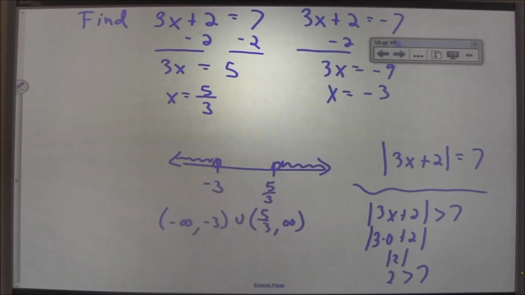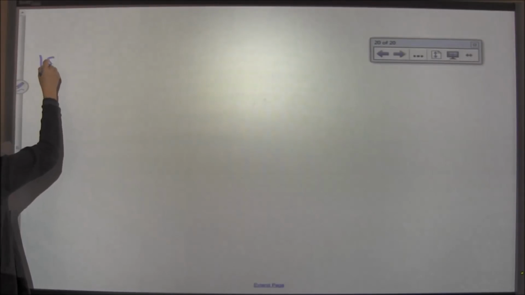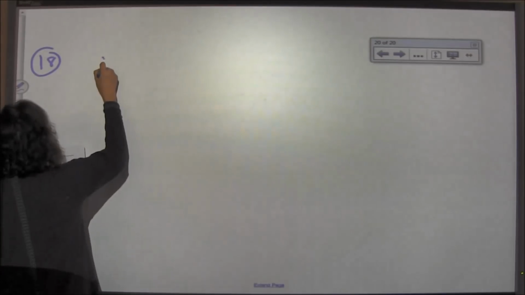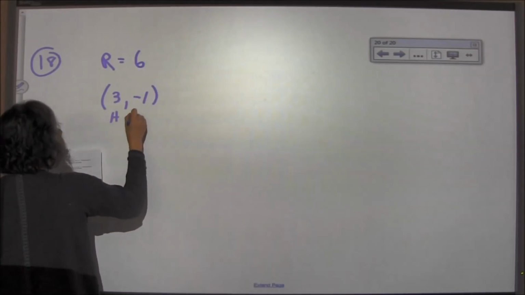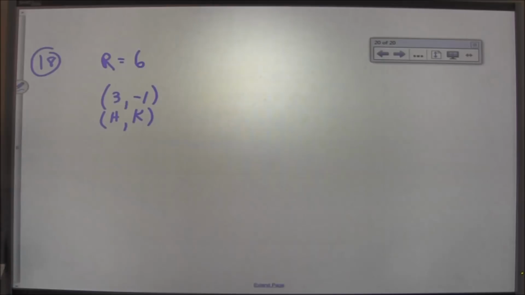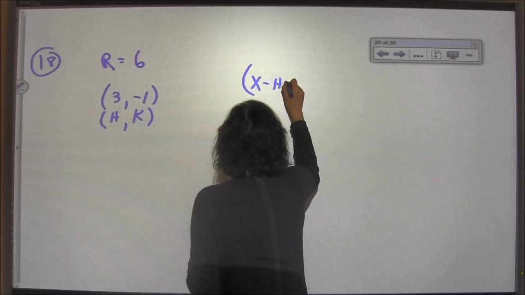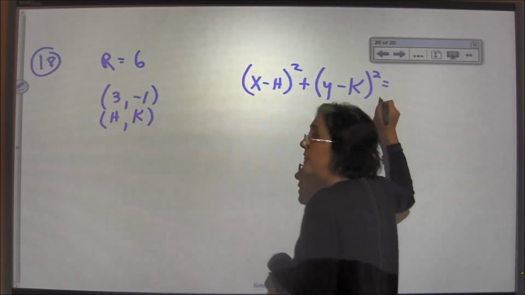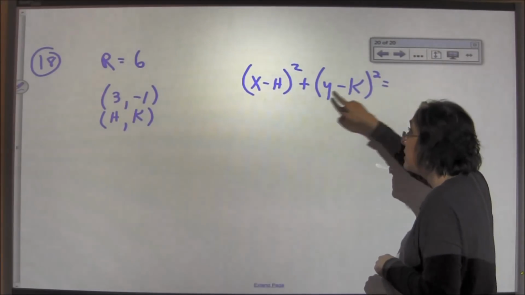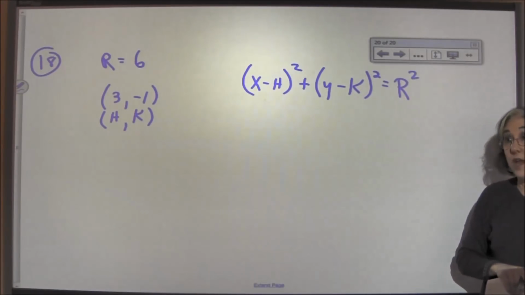Determine the equation of a circle with radius 6 whose center is (3, negative 1). Circles. Now that one's here in the free response part, and that seems more like a multiple choice question to me. That's your center, okay? Remember that the circle formula comes from the distance formula, and the distance formula comes from the Pythagorean theorem, which is a squared plus b squared equals c squared. Okay?